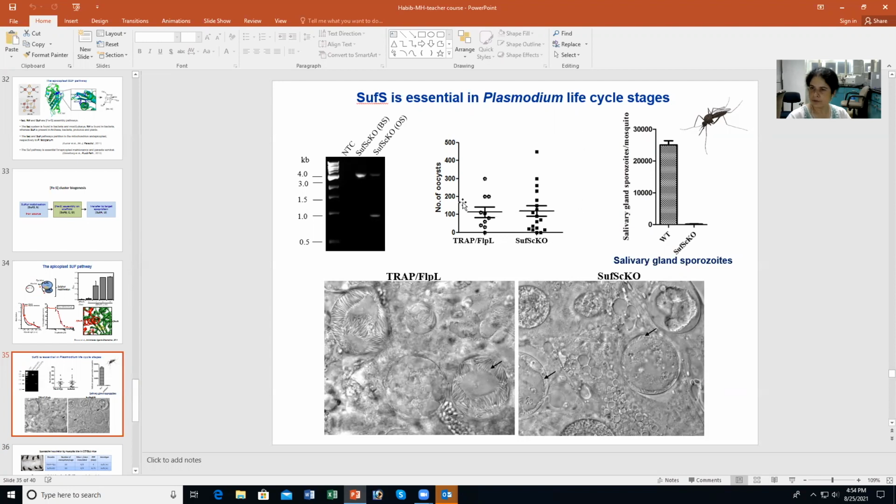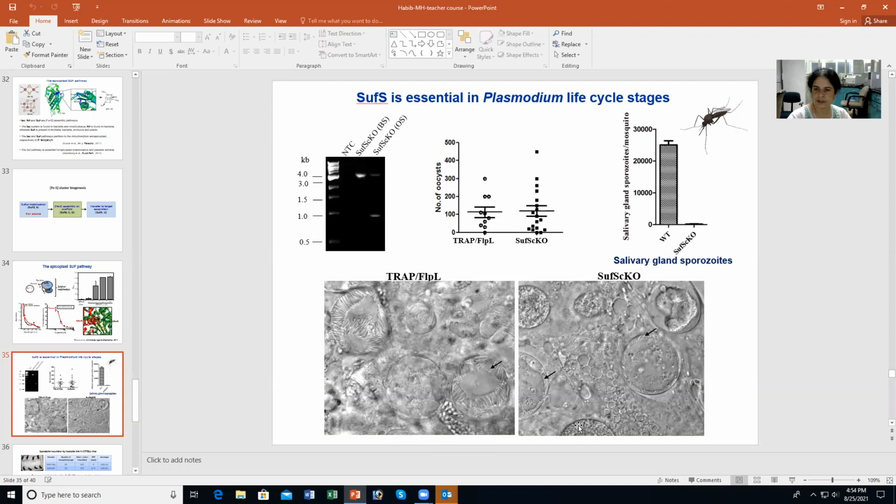Now, when we made these knockouts and followed them in the mosquito, it was found that the wild type parasites, as expected, had a lot of sporozoites in the salivary glands. But the SufS knockout parasites had hardly any sporozoites in the salivary glands. Look at these images. In the normal TRAP-FLP parasite background, these are oocysts, and in this oocyst and this oocyst, you can see so many elongated sporozoites.